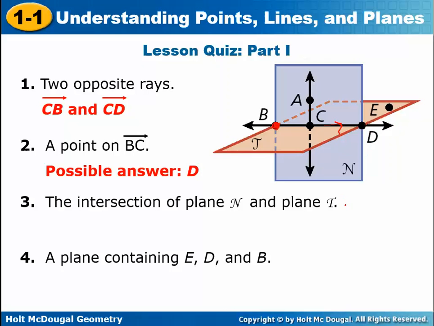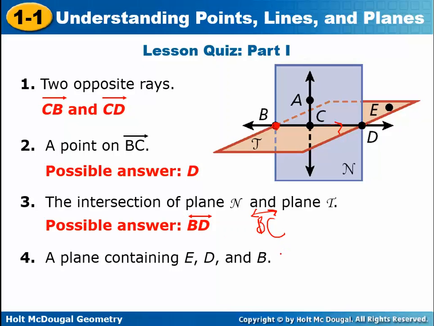The intersection of plane N and plane T. Plane N is the purpley blue color. Plane T is that reddish color. They intersect at a line. And that line's name is either BC or BD. BC is also correct. You could also flip-flop the order of the endpoints, so it could be DB or CB.